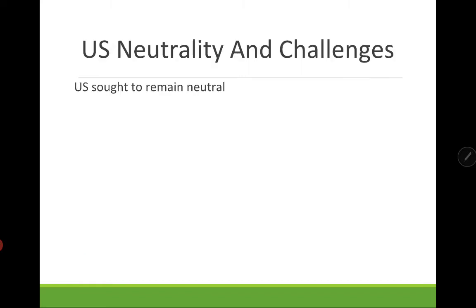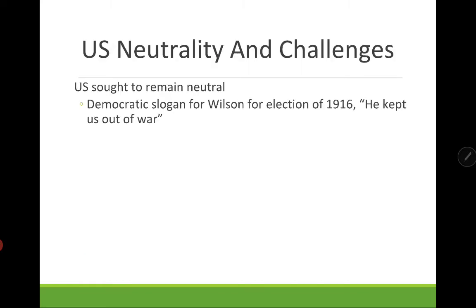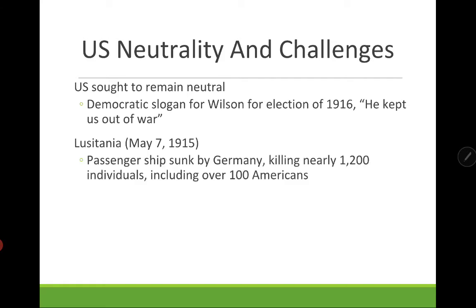And we are seeking to remain neutral. He kept us out of war. But then what Germany is going to do is start to sink ships. They cannot go head-to-head with the British ships. So what they decide to do is go to unrestricted submarine warfare.